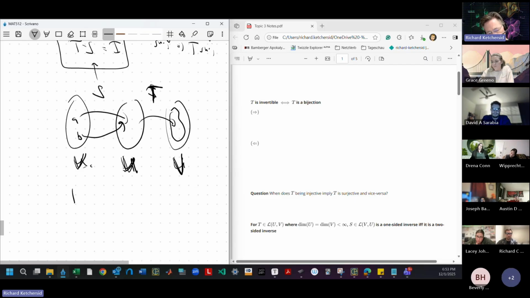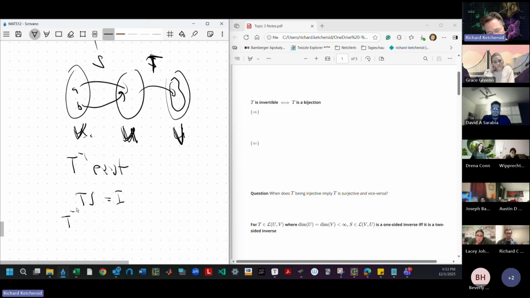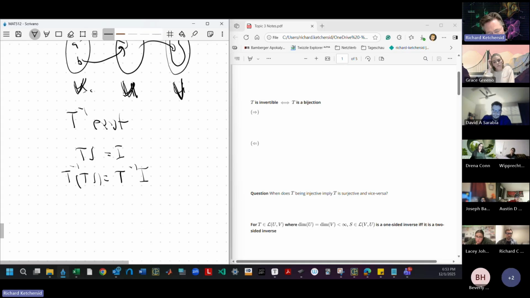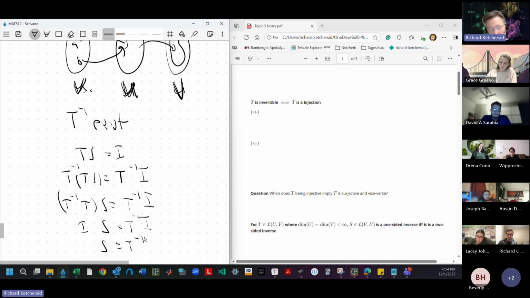Okay, but what does that tell me? It tells me that, say, T inverse exists. But once I know T inverse exists and I have this, then I can actually do some algebra and say, well, T inverse TS is equal to T inverse I. And then we can use some associativity. But on this side, I just get S, because this is IS. So IS equals T inverse I, but this just says S equals T inverse, right?